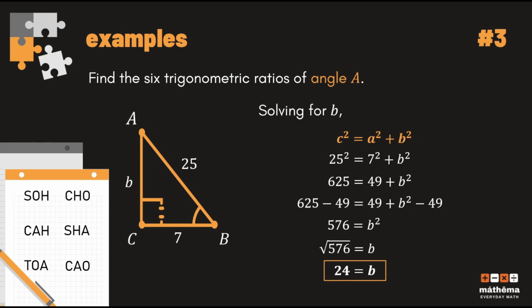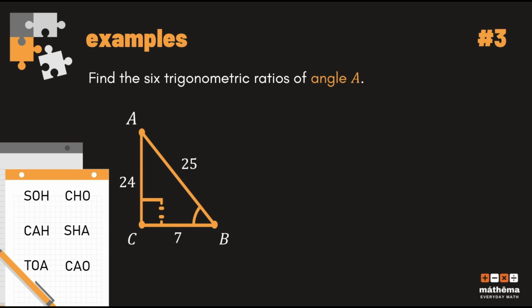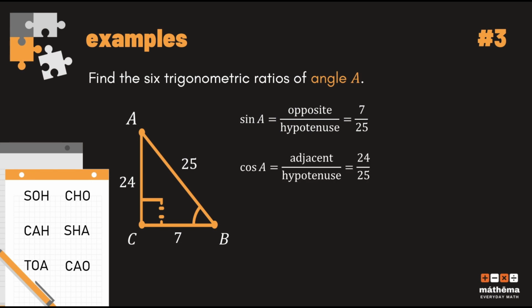So if b is equal to 24, we can now solve for the 6 trigonometric ratios of angle A. We have the sides of the triangle, 25, 24, and 7. So sine A, opposite over hypotenuse, 7 over 25. Cosine of A, adjacent over hypotenuse, 24 over 25. Tangent of A, opposite over adjacent, 7 over 24.